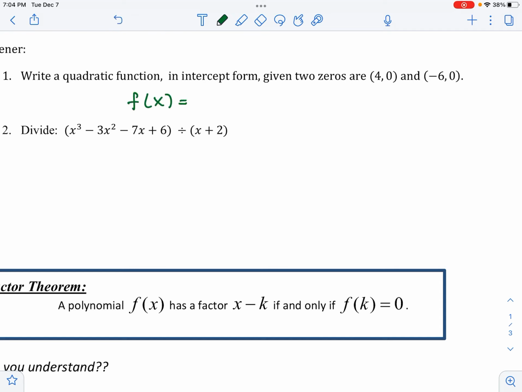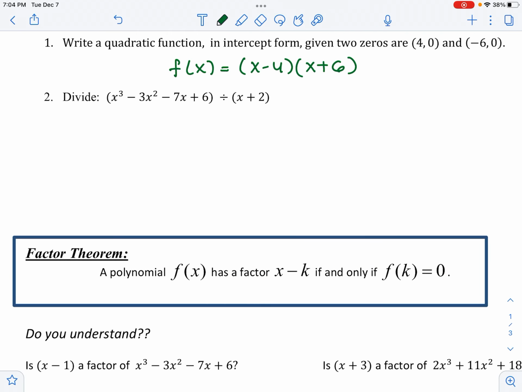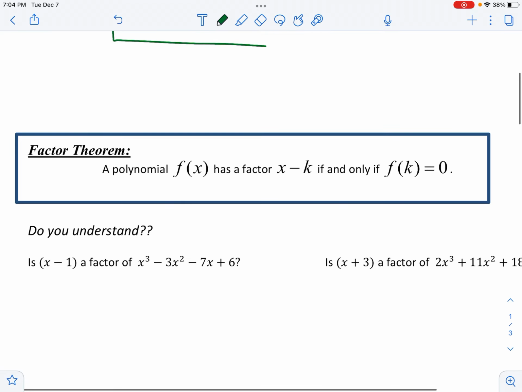So you can write f of x equals, or y equals, and then if 4 is a 0, x minus 4 is a factor, and if negative 6 is a 0, x plus 6 is a factor. And then this, once again, divide. You can do synthetic division with the negative 2 because this is a linear binomial.